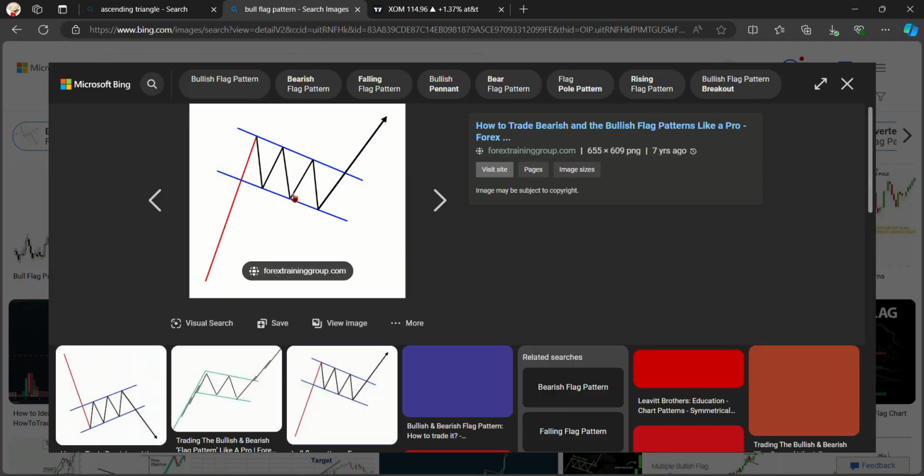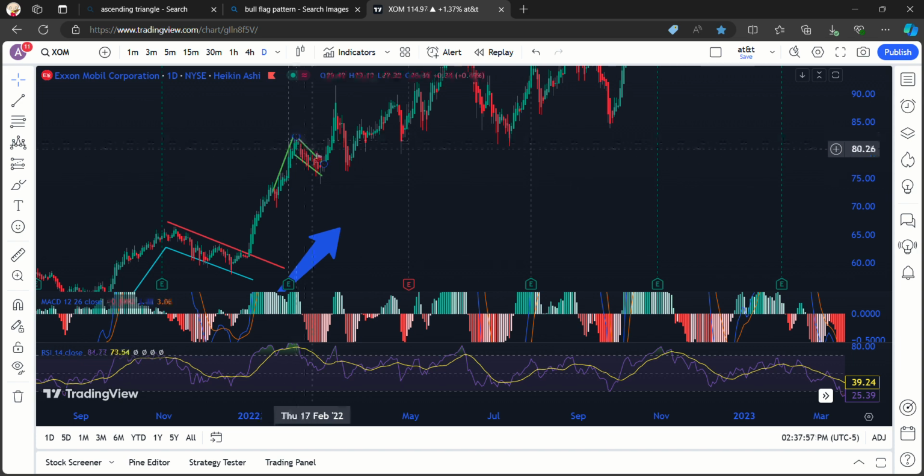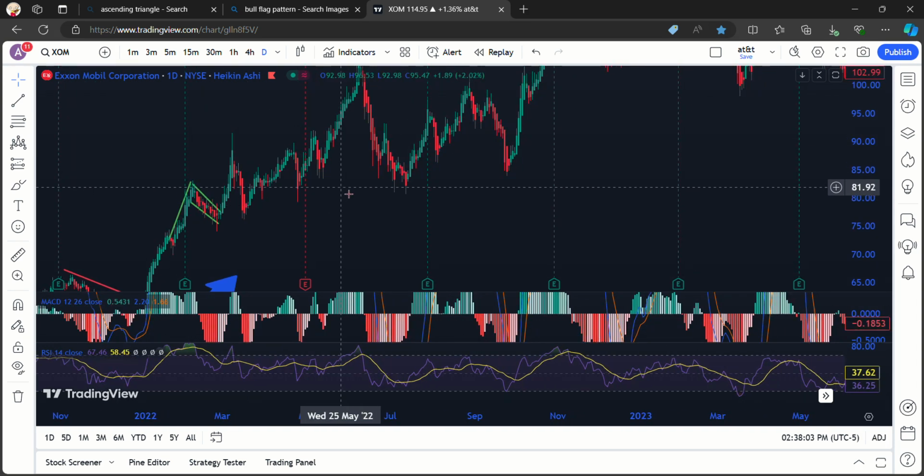As you can see here, we got the initial push up, consolidation down, the drawback, and then the break. We had the initial push up, the drawdown, and then the break. So that is another charted out pattern that is on the daily time frame.